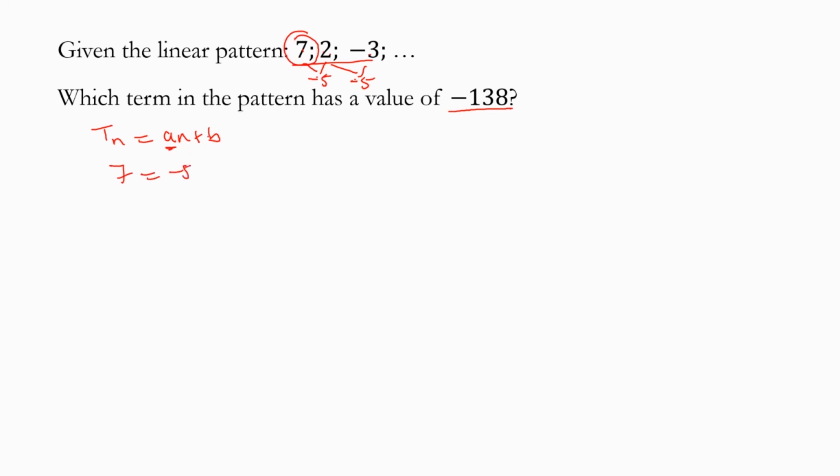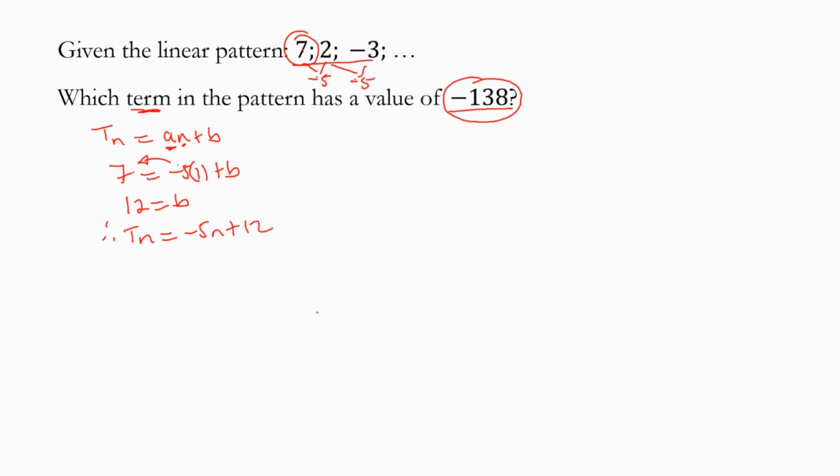and then term number 1. So where there's n, we put 1. See that? Then plus B. And then negative 5 transposed to the left-hand side becomes positive 5. 7 plus 5 is 12, which is equal to B. Therefore, Tn is equal to negative 5n plus 12.